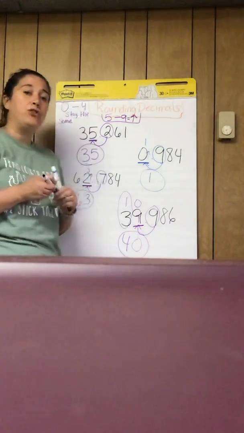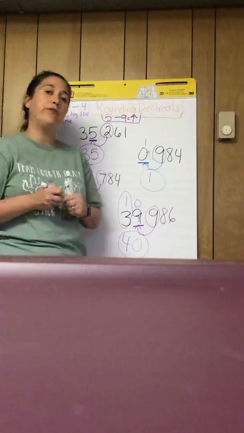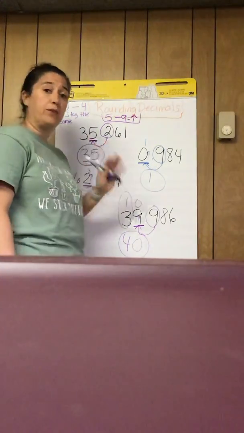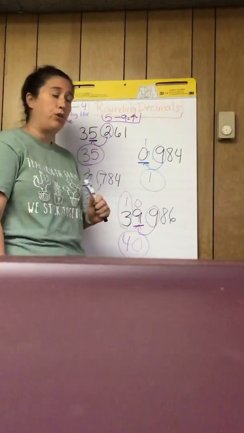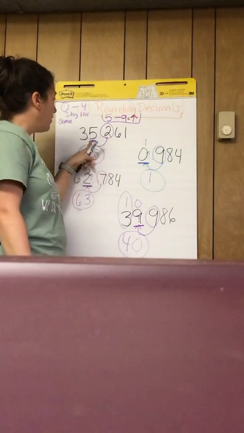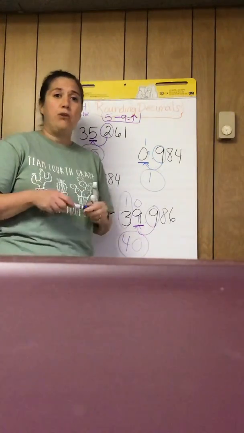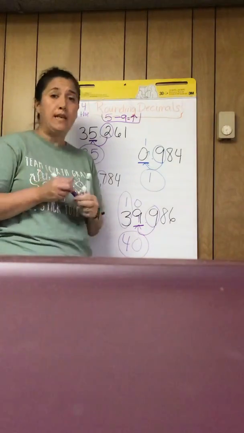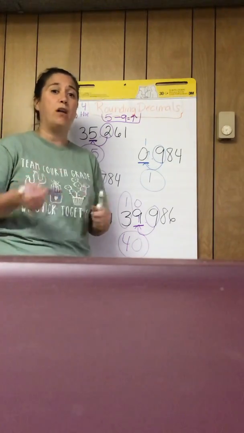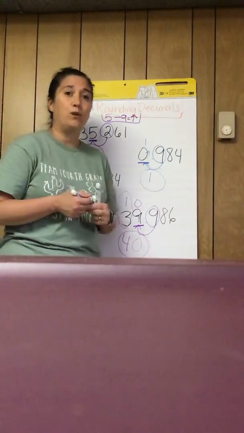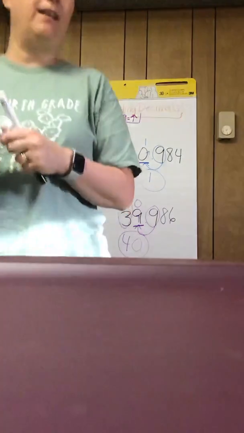Boys and girls, as you work through your practice, remember to follow all of your steps. You're underlining the number you're rounding to, which for decimals is just going to be the nearest whole number. You're circling the number to the right, you're drawing your arrow, and then you're writing your new number. Follow those steps on all your work. We will be looking at Class Kit to make sure you have followed those steps and not just written an answer. So work hard and get it all done.